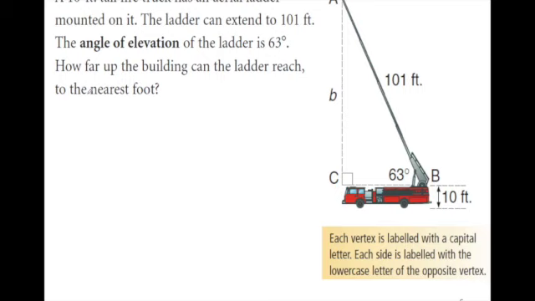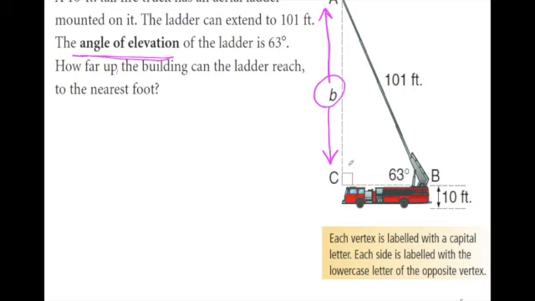Trig ratios: we have a 10-foot fire truck that has an aerial ladder mounted on it. The ladder can extend to 101 feet. The angle of elevation of the ladder is 63 degrees, so there's that language that we just talked about on the previous slide, and it wants to know how far up the building the ladder can reach to the nearest foot. So here where the B is, the side B is labeled, would be our building. So it wants to know how far up our building the ladder can reach, and for that, you know that you are going to be finding that B.